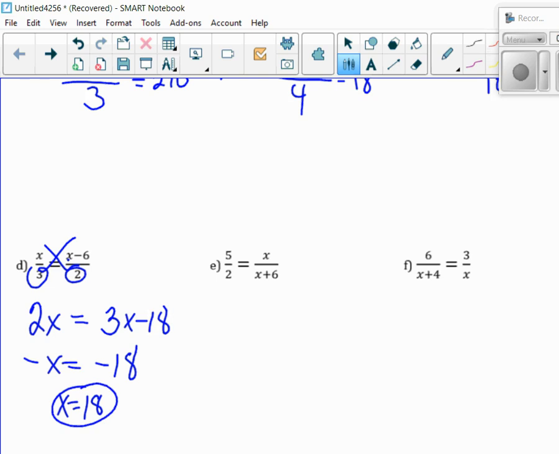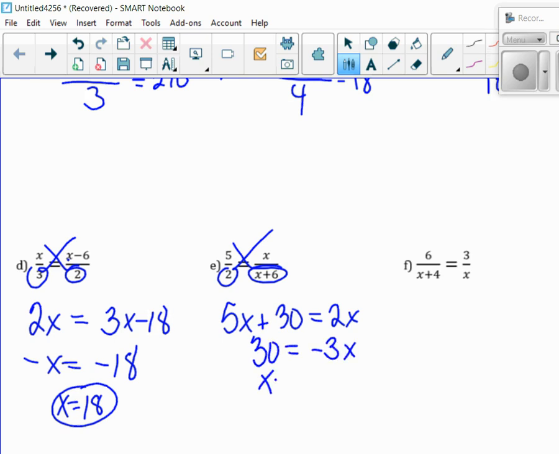Okay, let's try the next one. We're going to cross multiply this up and that up. So what do we get on the left-hand side? No, x plus 6 is going to get multiplied by the 5. So what do we get? 5x plus 30. And what do we get on the right side? 2x. You see what I did there? Okay, so then 30 equals minus 3x. So x equals minus 10.